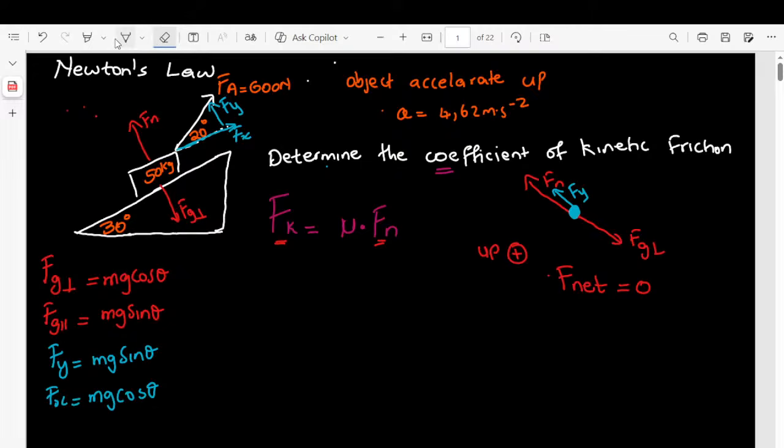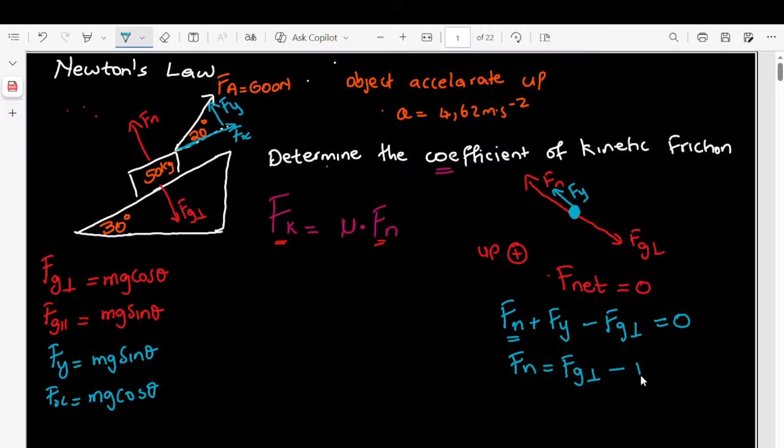Okay, so now what we're going to do is say F net: we take up as positive, we add the normal force and our Fy because they are going up, then we subtract all the forces that are going down, which is Fg perpendicular, and we equate this to 0. Right, so when we have it like this, we need to make the normal force the subject of the formula. This tells us that Fn will be equal to the Fg, which we move to the other side to be positive, then we're going to subtract the Fy.